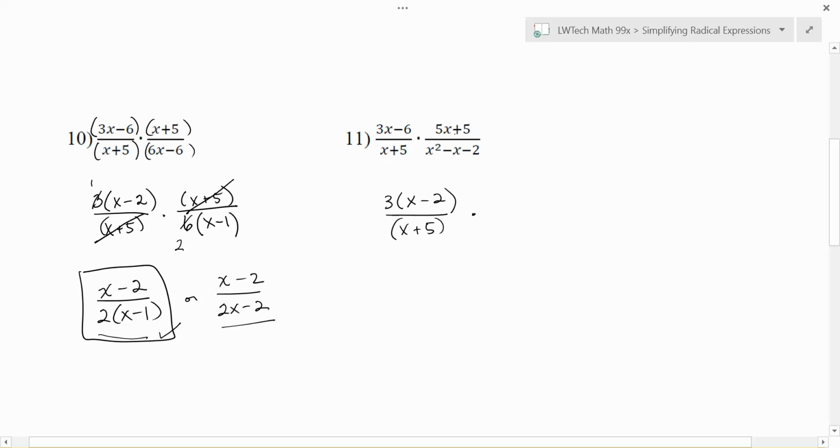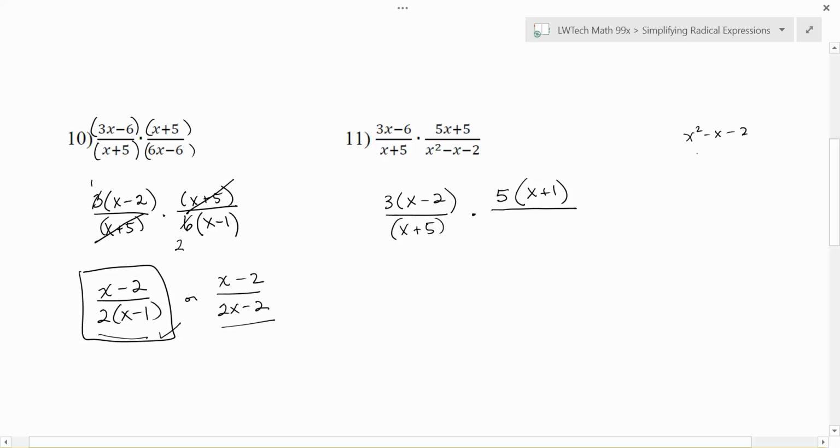On the other side here, I have a 5 times x plus 5. I notice there's a common factor of 5 I can pull out there, and that'll leave me with an x plus 1 behind. When you distribute that out, that gets me that 5x plus 5. On the bottom, I have a trinomial that I need to do some factoring with. So again, take some time. If you like to do those over to the side, you can do that.